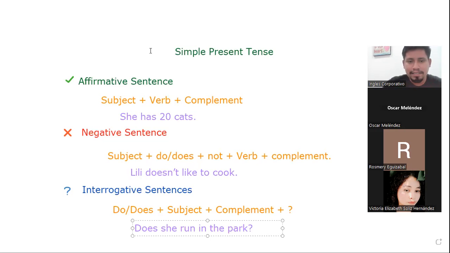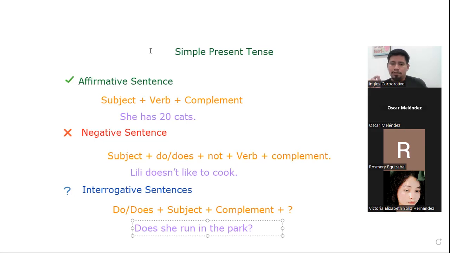Guys, here we have basically the structure, how to form the simple present tense: affirmative, negative, and interrogative sentence. If you notice, each example has all the elements that correspond to each form. In the case of affirmative sentences, the only thing we'll have to mention, because it is not explained there, is that we're going to use a different verb form for the subjects or pronouns used for third person. When I refer to those, I mean she, he, and it. If we use he, she, and it, we're going to use the verb in third person.